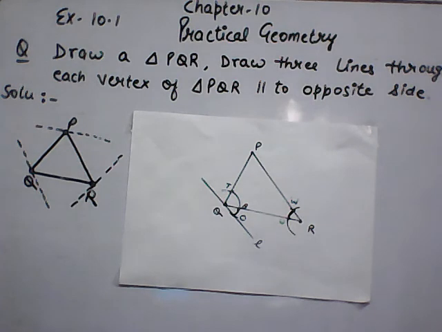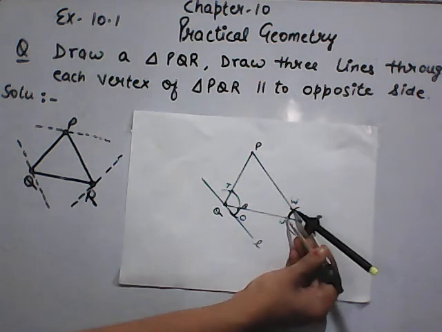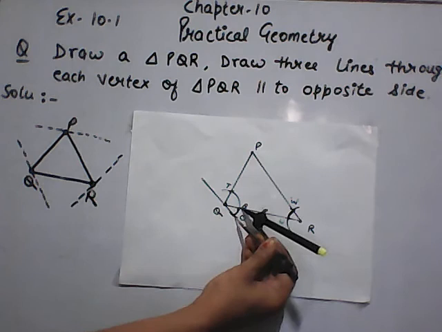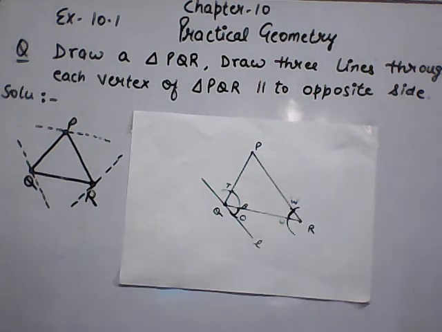What are the interior angles of this line? WU and BO. These are two alternate interior angles, both are equal. QR is a transversal, and PR and line L are parallel. As there is a transversal and the two alternate interior angles are equal, these two lines are said to be parallel. In similar way, you have to draw a parallel line at vertex P.